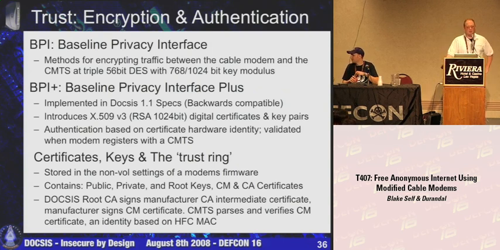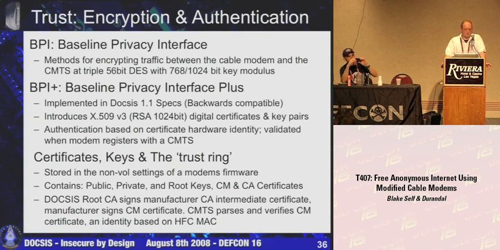Baseline Privacy Interface Plus is basically implemented in DOCSIS 1.1. It's backwards compatible, meaning it still uses encryption between the CMTS and the CM, but it adds X.509 digital certificates, which are basically used for authentication between the modem and the CMTS, proving your identity. That's really what it comes down to. Motorola calls this the trust ring. I've heard other companies call it the web of trust. These are stored in the non-vol settings of the modem.